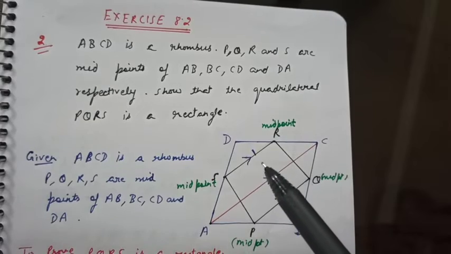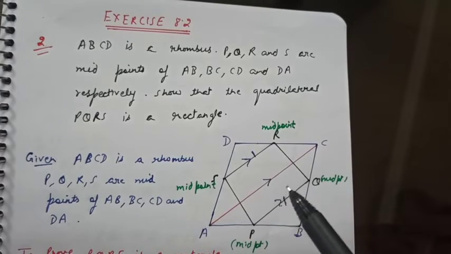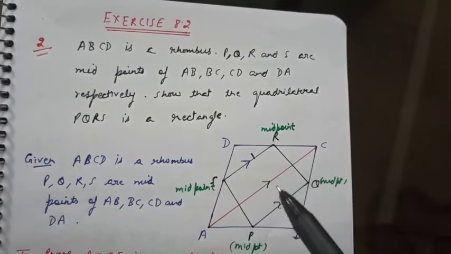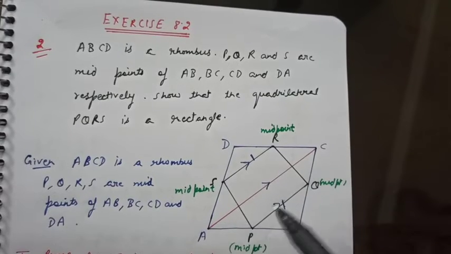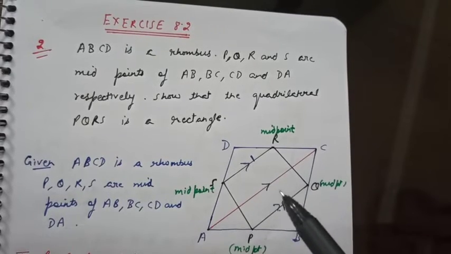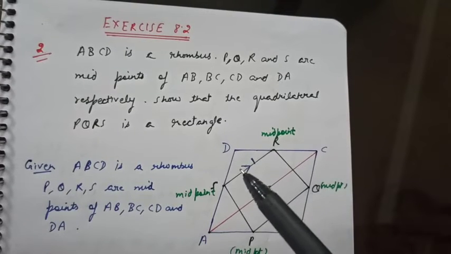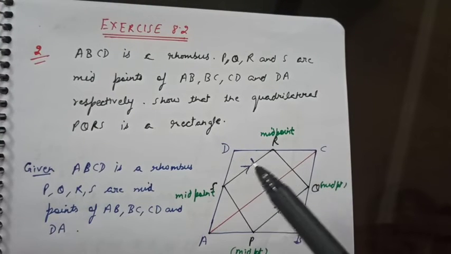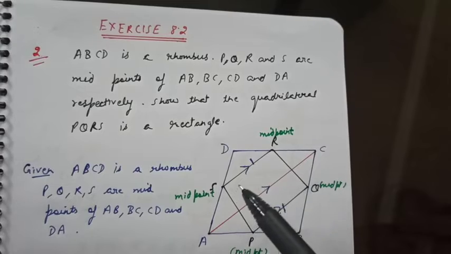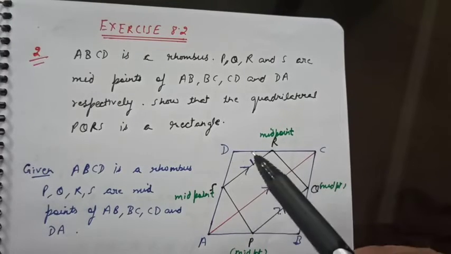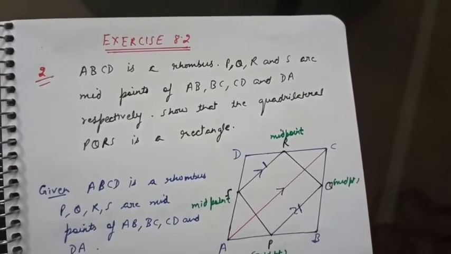Both are parallel to AC. SR is also parallel to AC. PQ is parallel to AC. Therefore they will be parallel to each other. SR is half of AC. PQ is half of AC. Therefore both of them will be equal. By least required condition, this will be a parallelogram. Least required condition क्या होती है कि if one pair of opposite sides is equal and parallel, it will be a parallelogram. तो मेरा parallelogram prove हो गया, right?